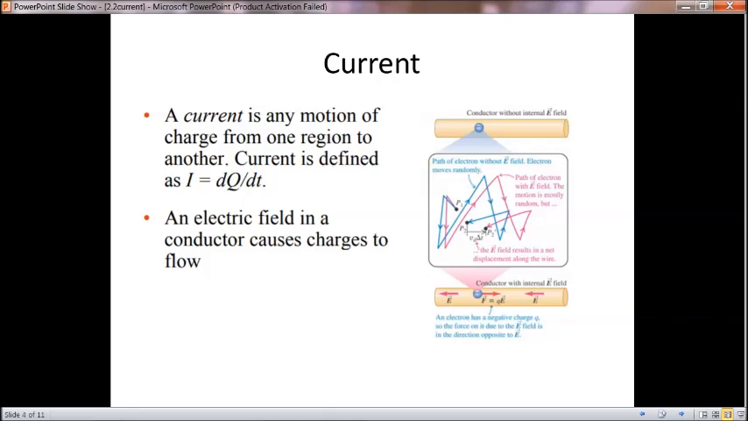The electric field results in a net displacement along the wire, and so we have here displacement of charges with respect to time, and this gives you a conduction current. An electron has a negative charge q, so the force on it due to the electric field is in the direction opposite to E. So F is equal to q into E. Whenever a force is applied over a charge, it induces current, and this current will be related to the electric field. The charge present in the electric field region experiences a force, as given over here.